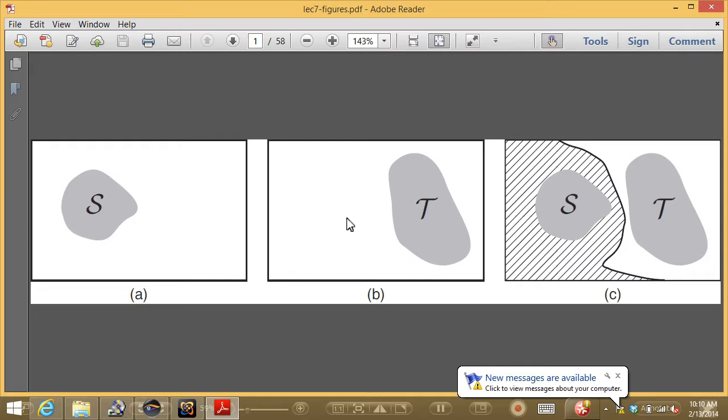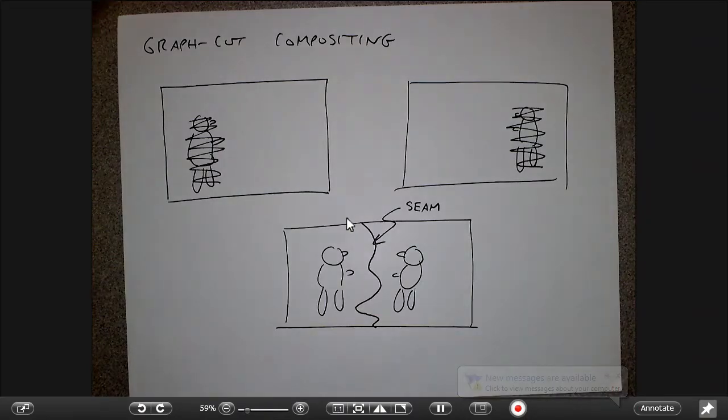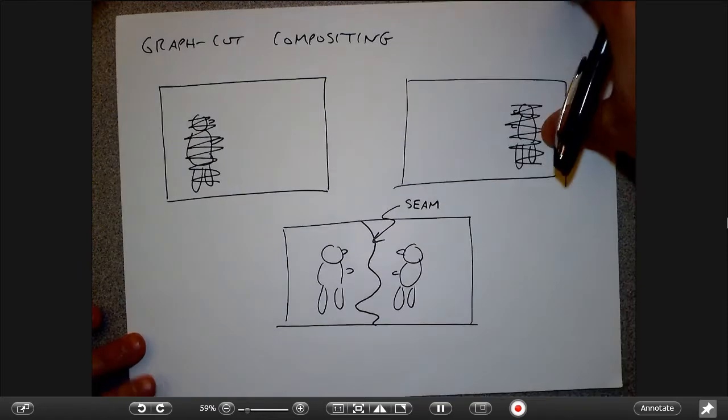In the context of compositing, I like to call this a seam, right? So a seam is basically, I guess you can't see this, a seam is like the division between two different images that we're putting together, okay? And so the idea is going to be the same.